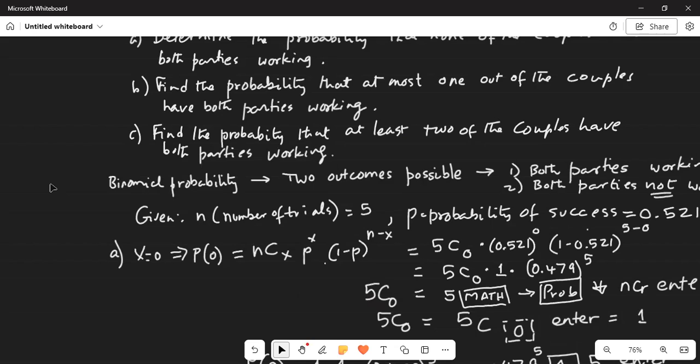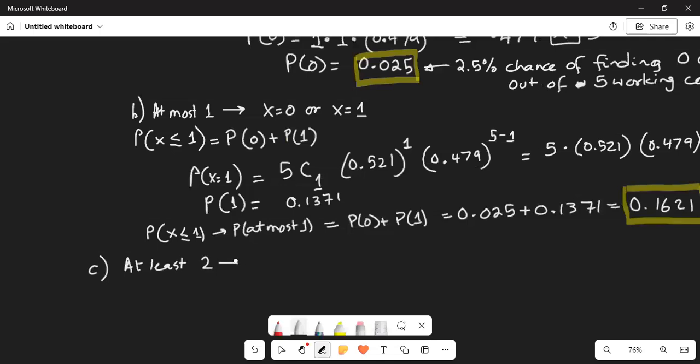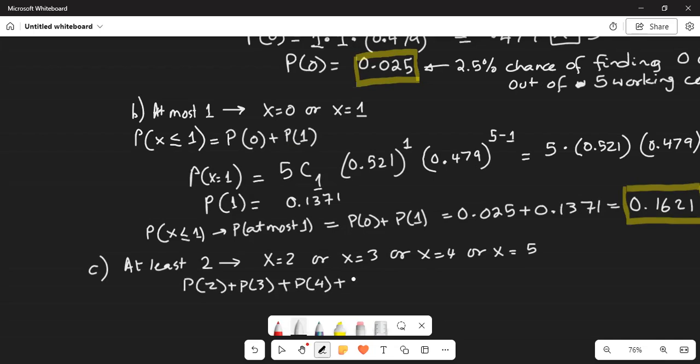At least 2 means 2 and above. So part C is probability of at least 2. At least 2 means x equal to 2 or x equal to 3 or x equal to 4 or x equal to 5. So we have to find the probability of 2 plus probability of 3 plus probability of 4 plus probability of 5. This is at least 2.